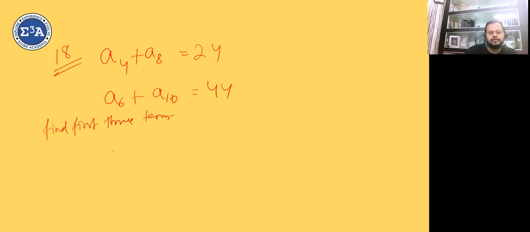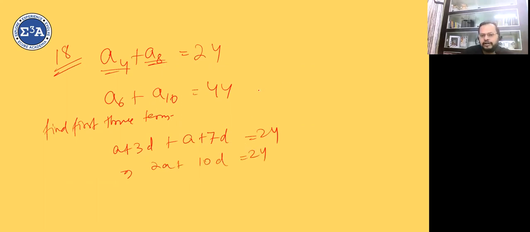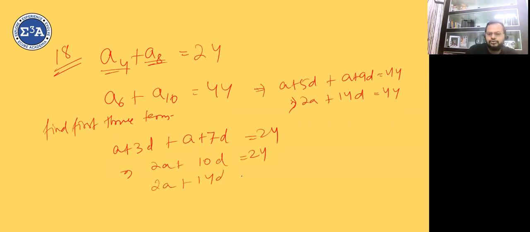So I take the first one, A plus 3D plus A plus 7D. A4 is A plus 3D, A8 is A plus 7D, and the sum is equal to 24. 2A plus 10D is equal to 24. Similarly, if I do this one, A plus 5D plus A plus 9D is equal to 44. 2A plus 14D is equal to 44. So equations 1 and 2, if I just subtract them, the signs will change.